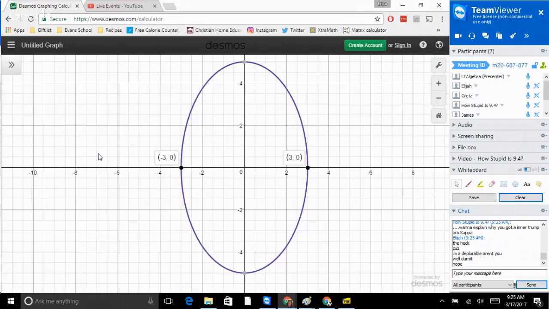Number 3 through 13, you're going to graph the equation, identify the vertices, covertices, and foci of the ellipse. Okay. All right, so then 17 through 33, they're going to give you some characteristics of the ellipse, and you are going to write the equation.